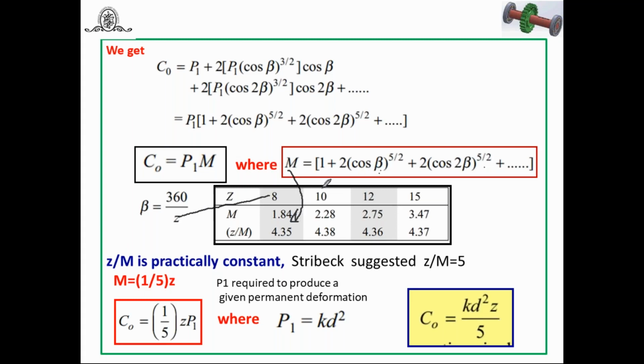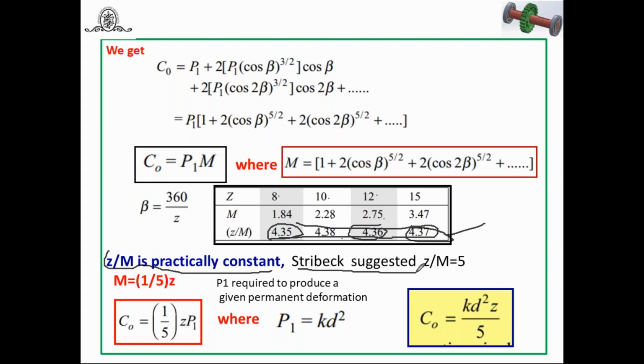If you change Z, that is 10, you will again get M as 2.28, 2.7. In this way you can do. Then the ratio Z by M you can calculate. If you calculate, you will get Z by M as 4.35, 4.38, 4.36 and 4.37. That means if you find this ratio Z by M, practically you will find 4.35, 4.38, 4.37, 4.3. It means it's a constant.